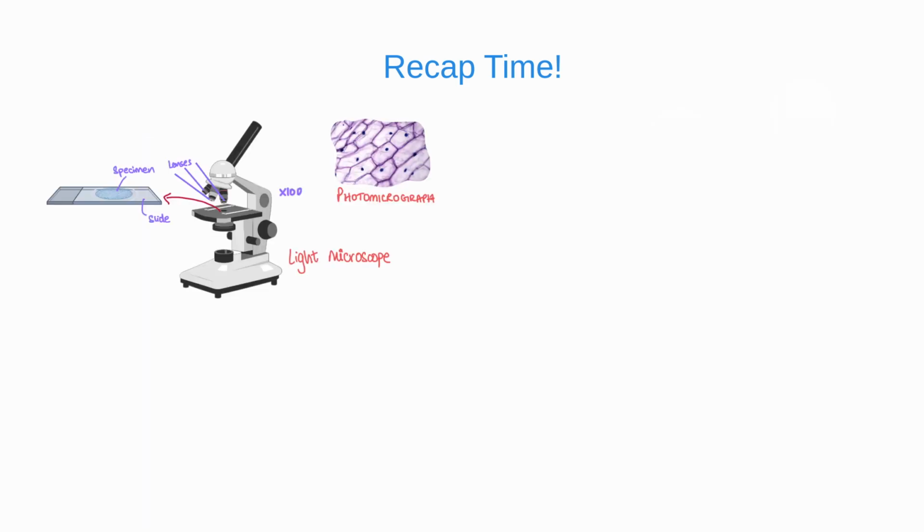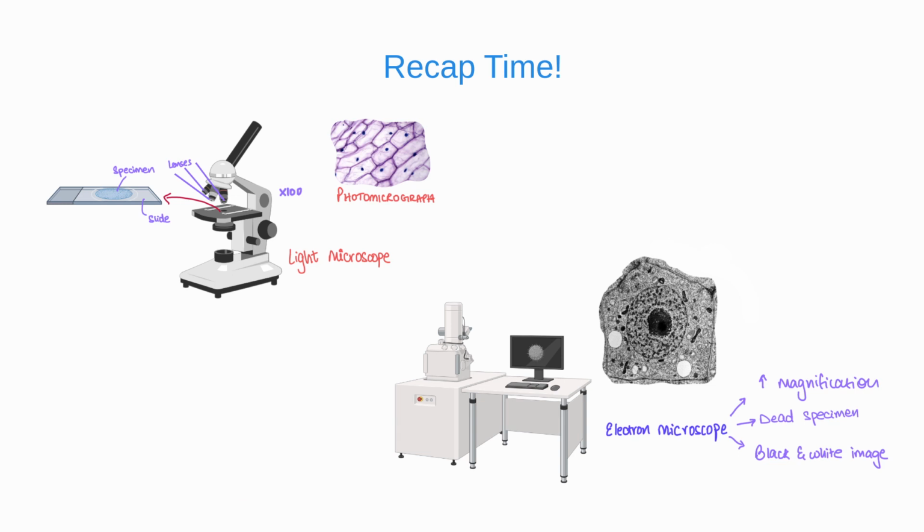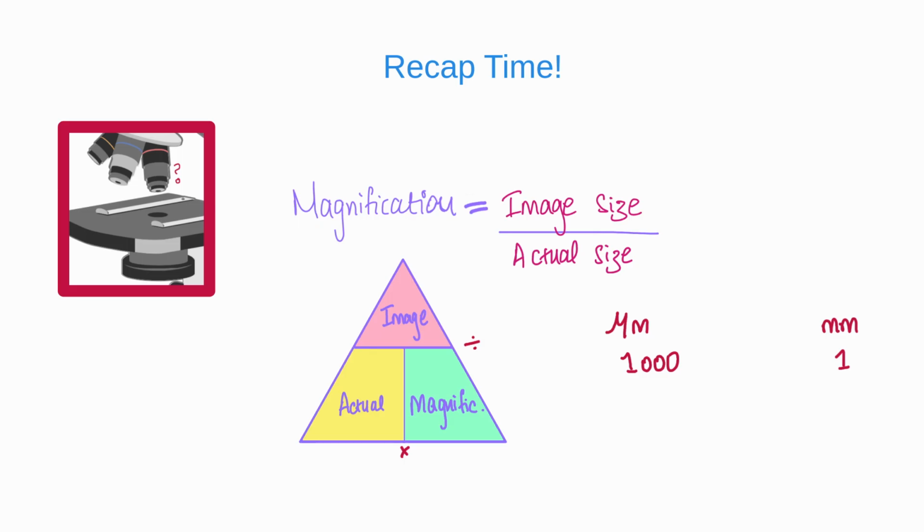Then we talked about the differences between a light microscope and an electron microscope, and I showed you the differences in the images that they produce. And finally, we talked about the magnification formula and we applied it on a question. You answered a few other questions for me here and there. And with that, we ended our lesson.